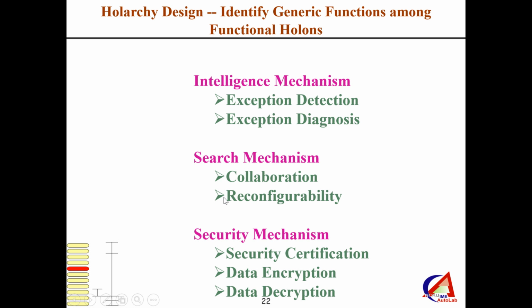You can group several holons together to accomplish a mission, right? And then how to find that group, or how to find that partner so that they can cooperate with each other? So we need to have a search mechanism, and we have a security mechanism because we need security authentication, right? So we have security certification. So we need to have a security mechanism. Then to do the security certification, data encryption and data decryption. So these are the basic functions we need to have in the genetic holon.